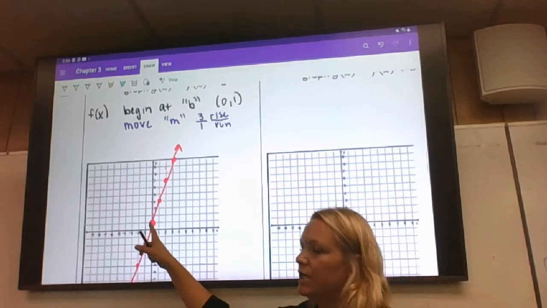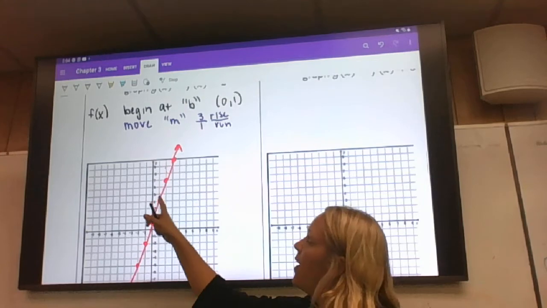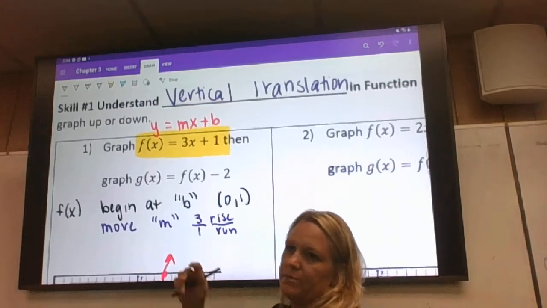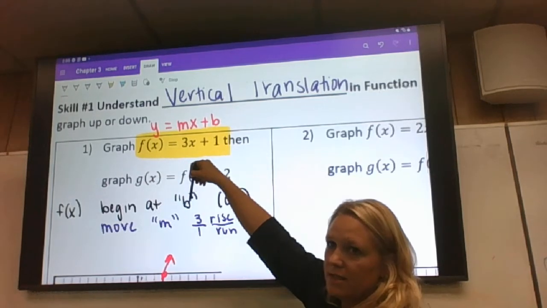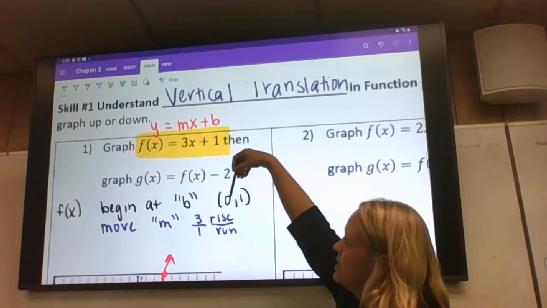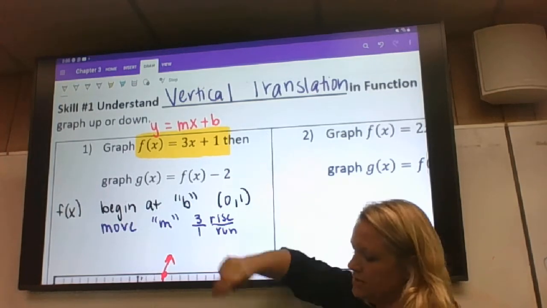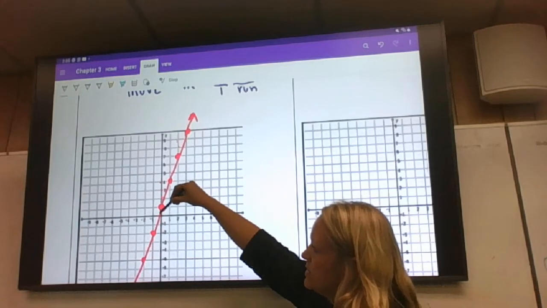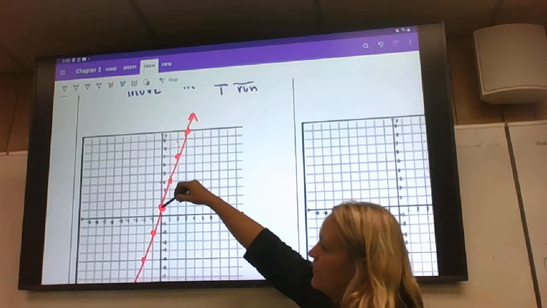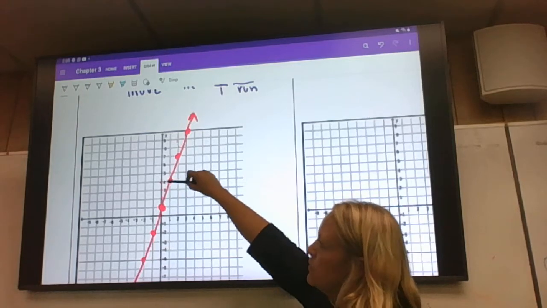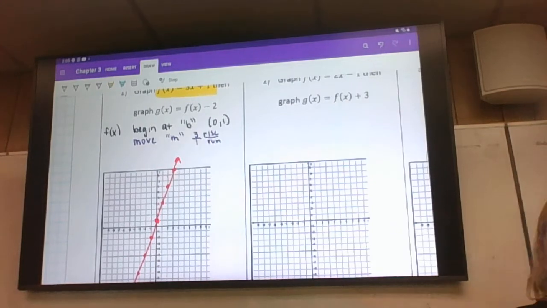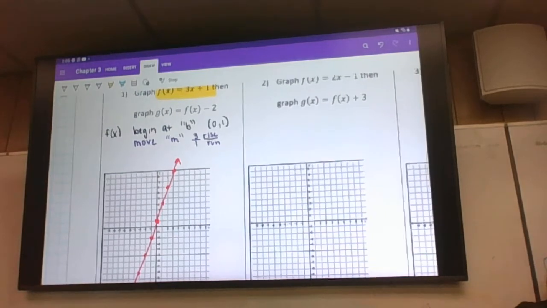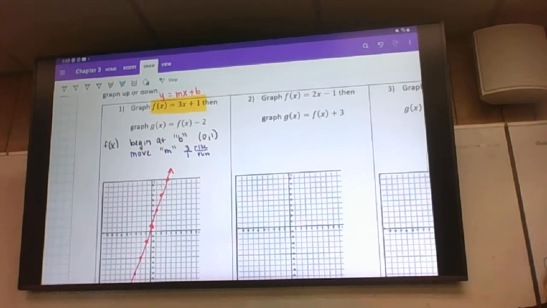I started here, up 1. Look, Sharika, remember, this is the b value, and you begin at b. So I'm going to begin at 1. It's 0, 1. So I began right here. This is up 1, right? And from there, I counted rise 3, run 1. So before I answer, are there any more questions on how to graph f of x?